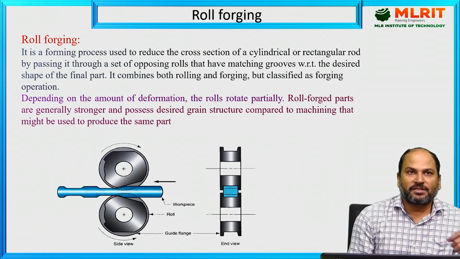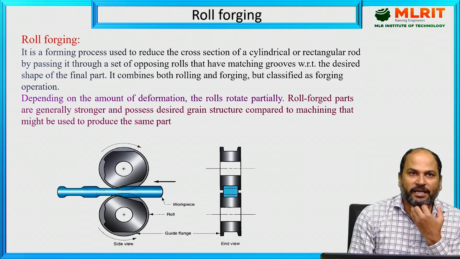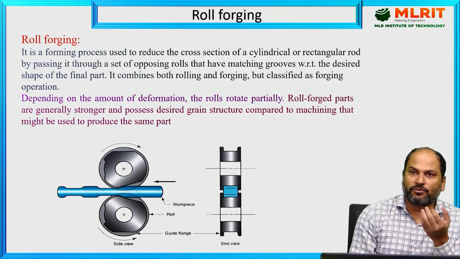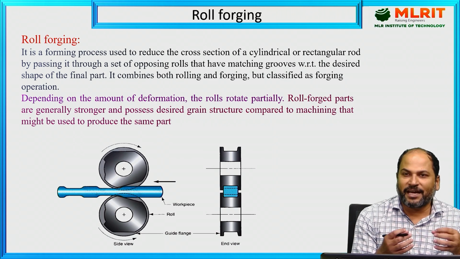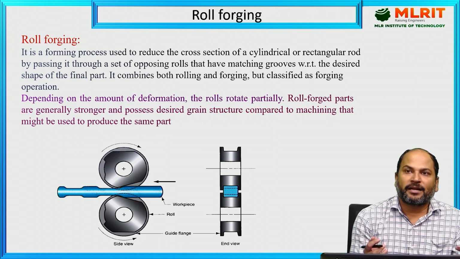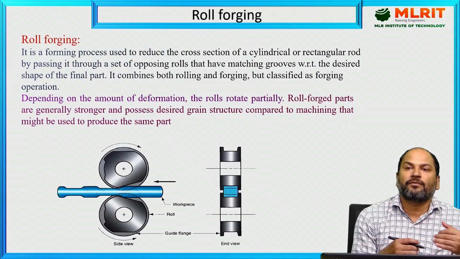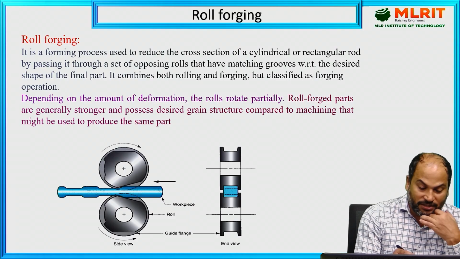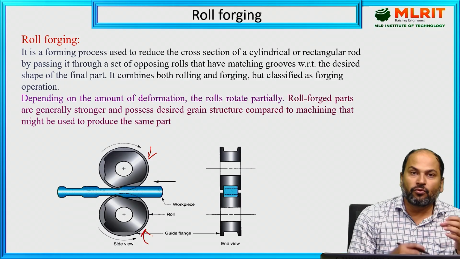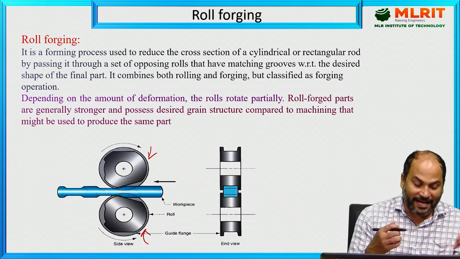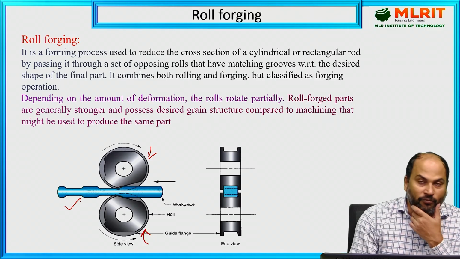The next process that we are going to take is roll forging. Roll forging, no need to tell. Whatever the force is required to change the shape and size or to deform the material, that will be provided in the form of rotating rollers. So just see this one. This is one roll and this is another roll. These two rollers are rotating on their axes, and in between we are putting our workpiece that we are going to deform.